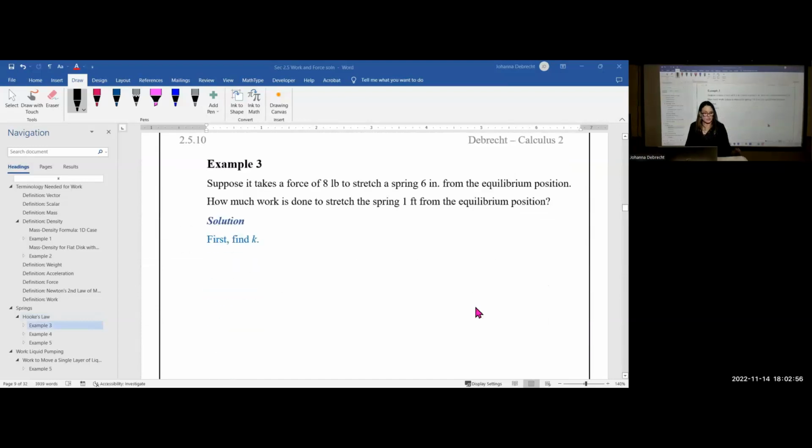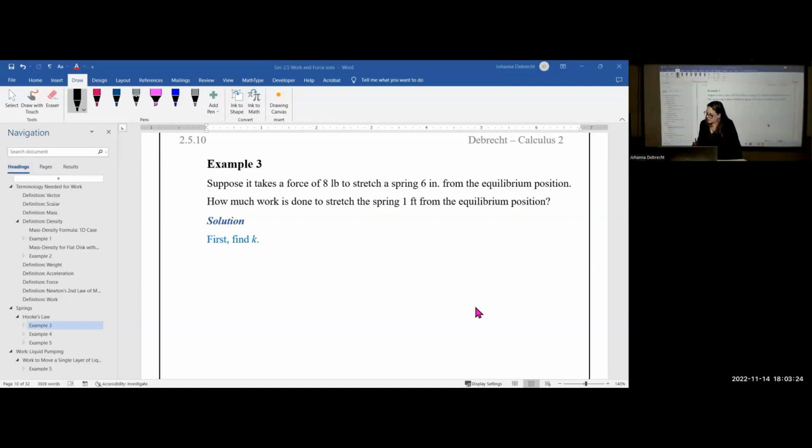So we want to take a look at example 3 now. We have a force of 8 pounds, which is used to stretch a spring 6 inches from the equilibrium position. We want to find how much work is done to stretch the spring 1 foot from the equilibrium position. So we have to first find the proportionality constant, K, the spring constant that we've got here.